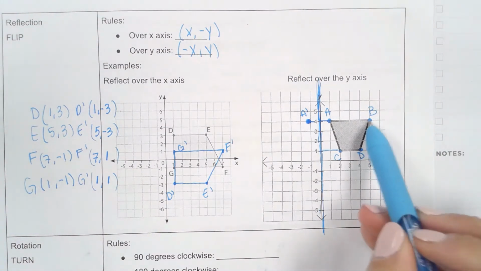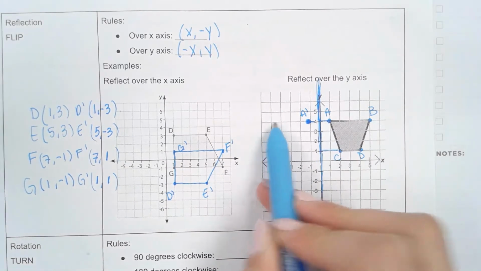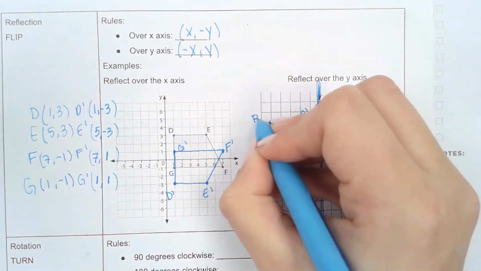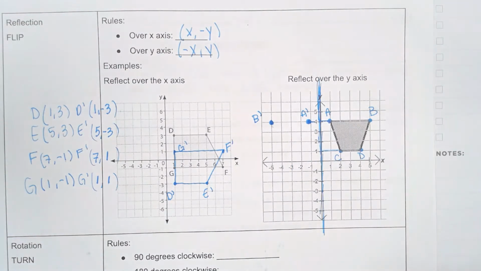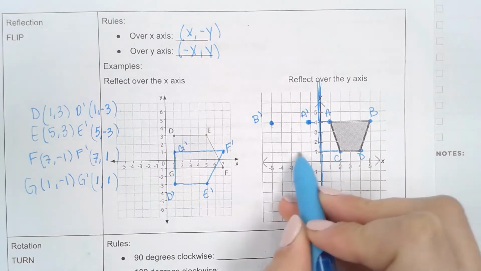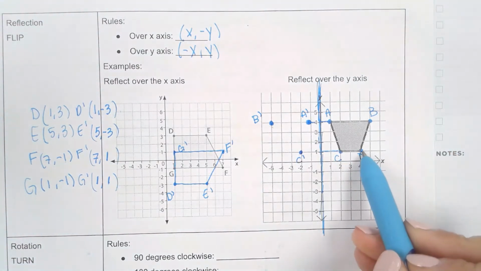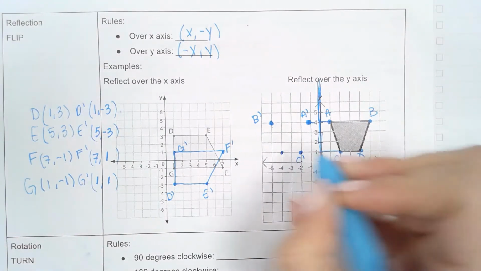B prime was 5 units away from where the y-axis is at, so when I flip it over here, it still has to be 5 units away from the y-axis. And it's still going to stay at the same height. C prime was 2 units away, so C prime is still going to be 2 units away over here from the y. And then D, it was 4 units away, so D prime is still going to be 4 units away over here.